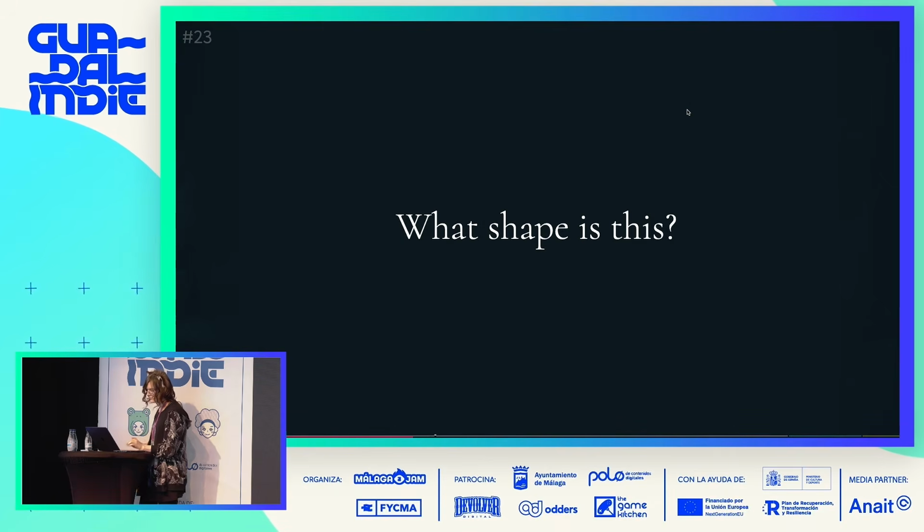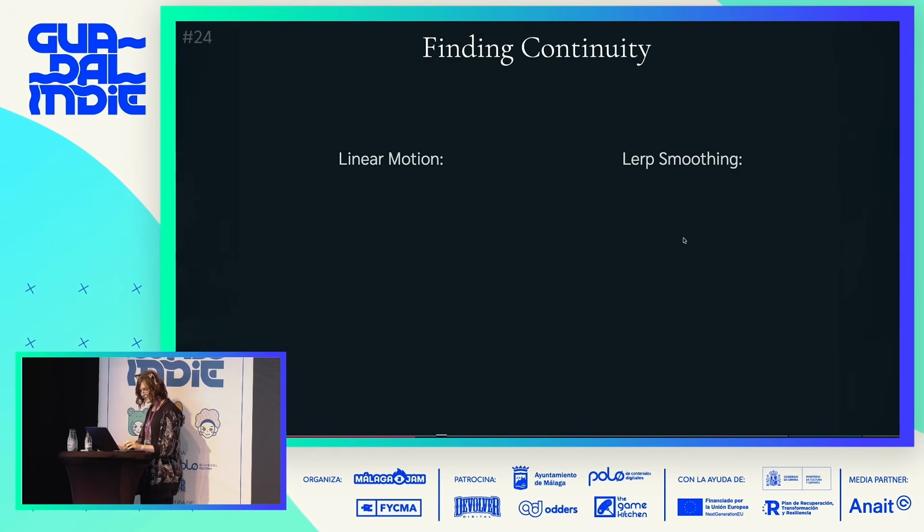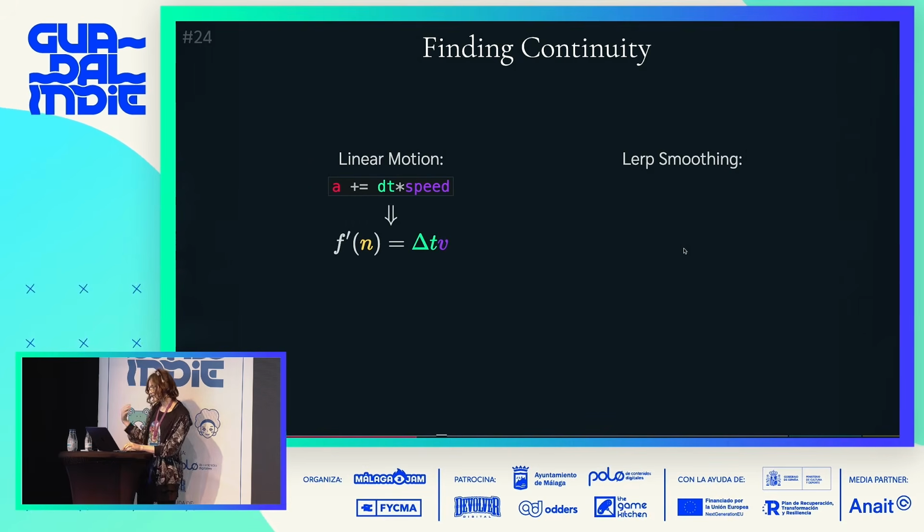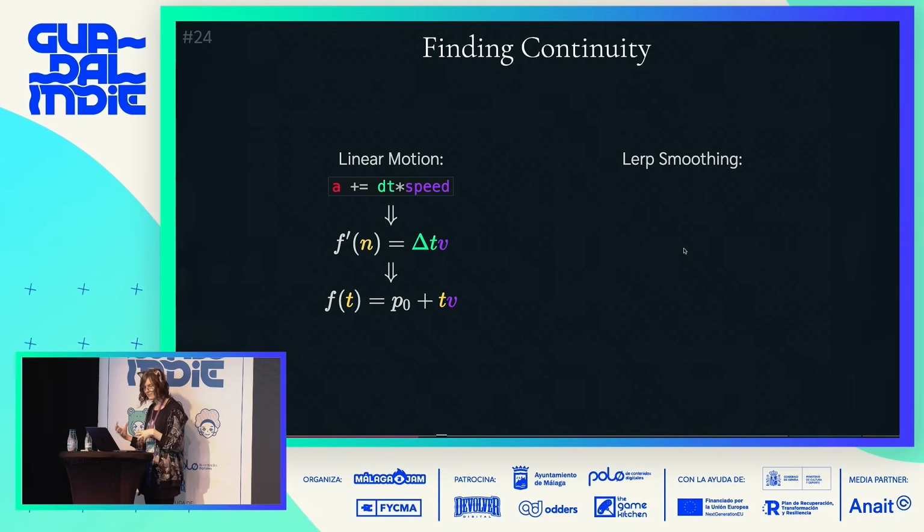OK. So the question we might ask then is, what shape is this? It's a curve, but which kind? What's happening here? For linear motion, where we had a plus equals delta time times speed, it's relatively easy to draw the connection that the rate of change over frames is delta time times velocity, and then translate that into a motion over time, which is f of t is the starting position plus time times speed. That's the canonical example of what derivatives even mean. So it's relatively easy to make that connection.